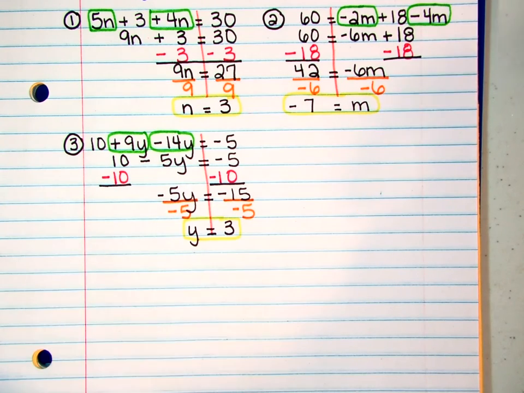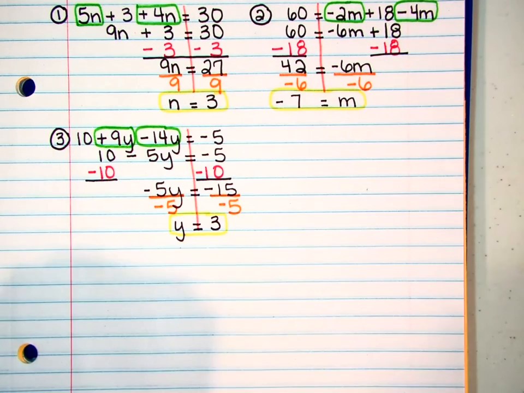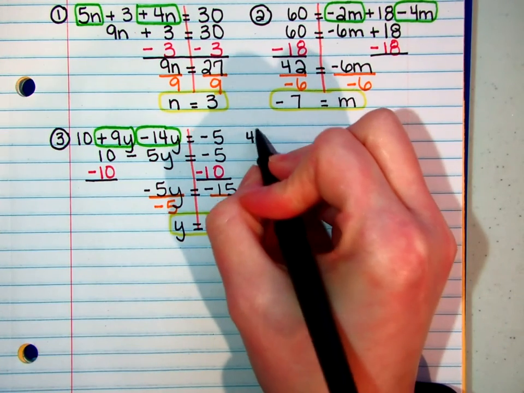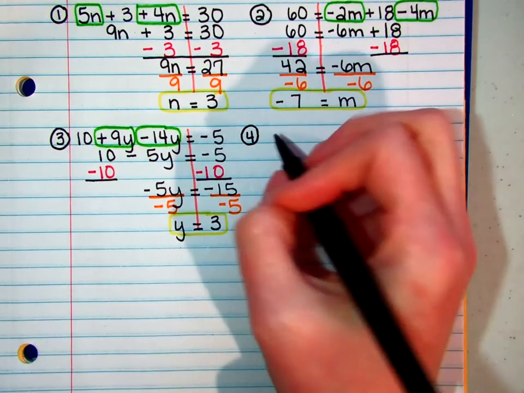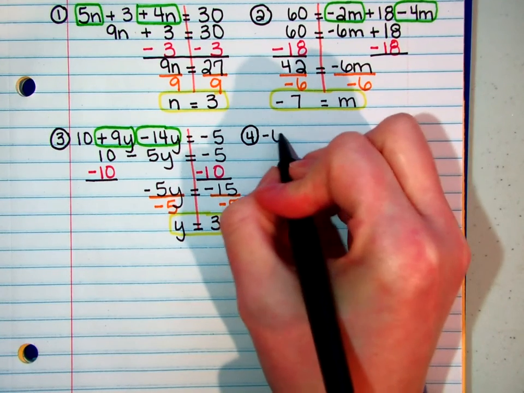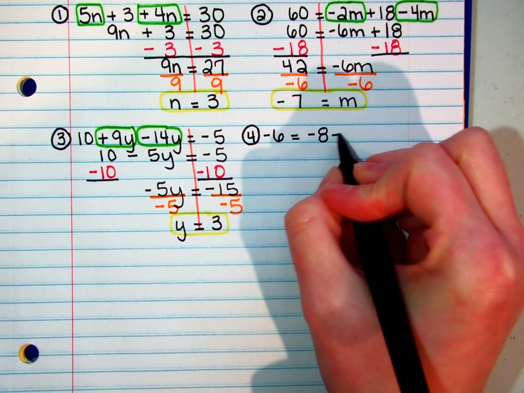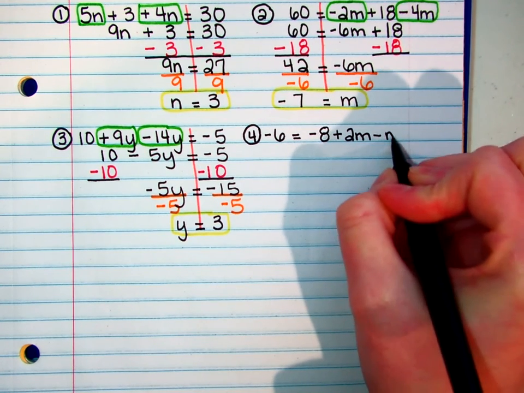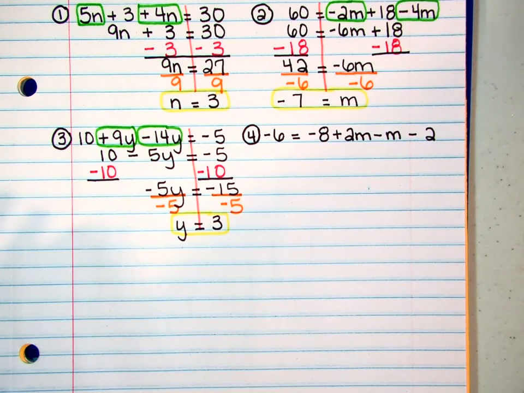I hope if you paused it, then resumed it to check yourself, you got it right. If so, I knew you would get it. If not, just learn from your mistakes, and let's fix it next time. So feel free to write down number 4 and do the same. Negative 6 equals negative 8 plus 2m minus m minus 2. A little bit longer, but not more complicated.